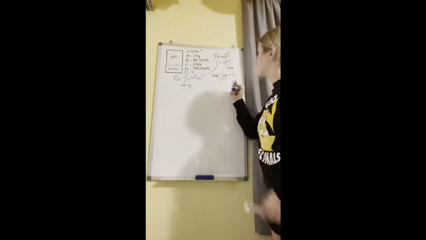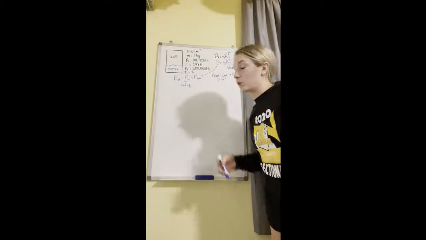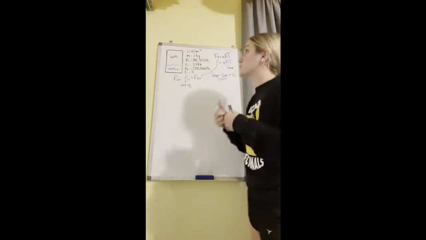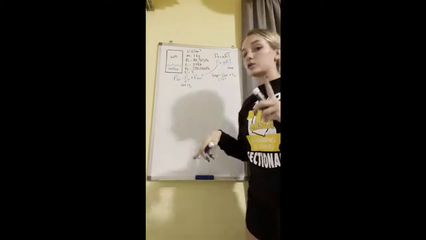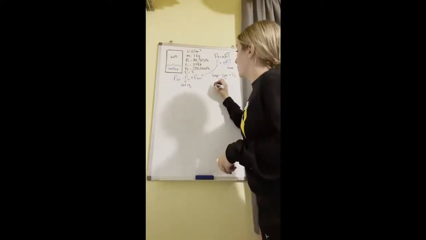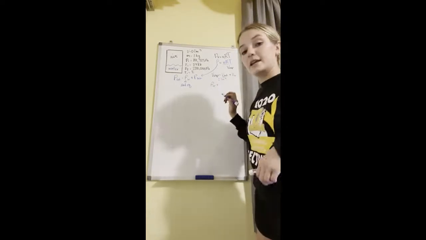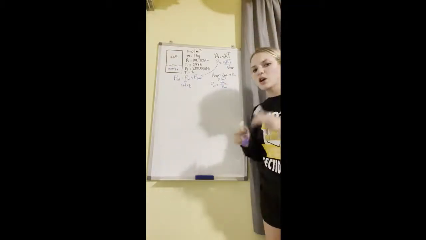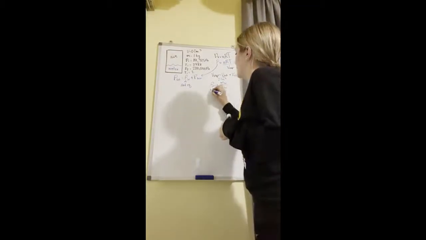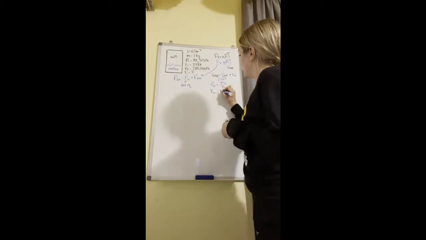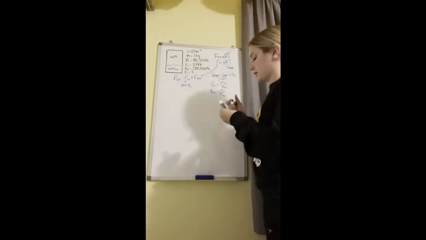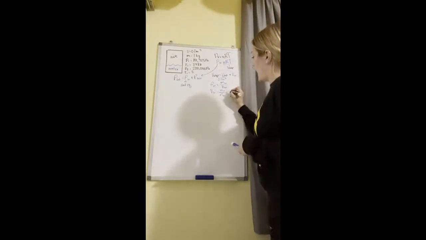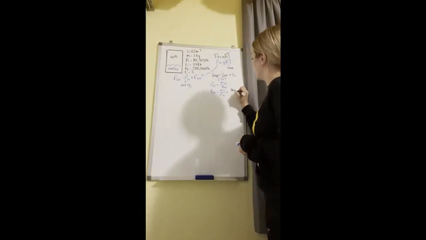Now we must find the volume of the water. We don't know the volume of the water, but we know the mass of the water, and we also know the density of water. So the density of water is equal to the mass of the water divided by the volume of the water. We can rearrange this equation to get the volume of water equal to the mass of water divided by the density of water. So we are going to have 1 kilogram divided by 10 to the third kilograms per meter cubed.